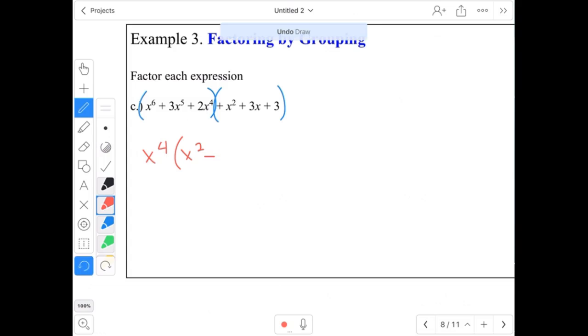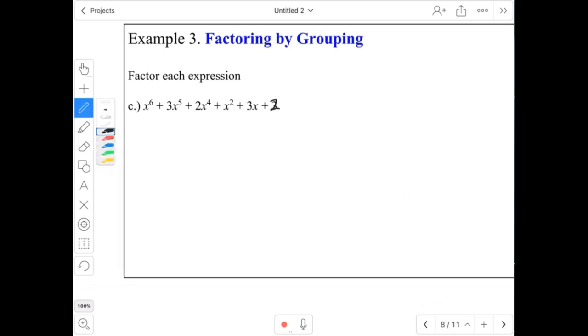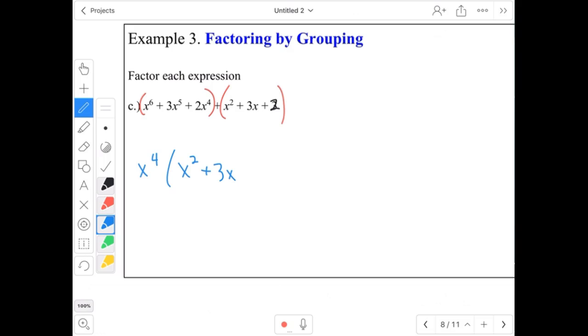You know what? There is a typo in here, because this won't work. So this should actually be a 2 at the end, and then I'm able to factor by grouping. So I have the problem written down wrong, and I apologize for that. But the first one, like I said, we can take out an x to the 4th. That'll leave me with x squared plus 3x plus 2.